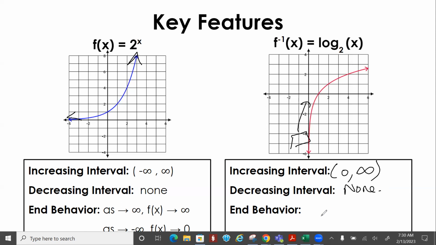Now let's talk about end behavior. Why do you put 0 instead of like negative infinity? Well, does it go on anywhere to the left? No. What's our farthest left x value? 0, right? So we're going to say from 0 to the right, we're going to have numbers.